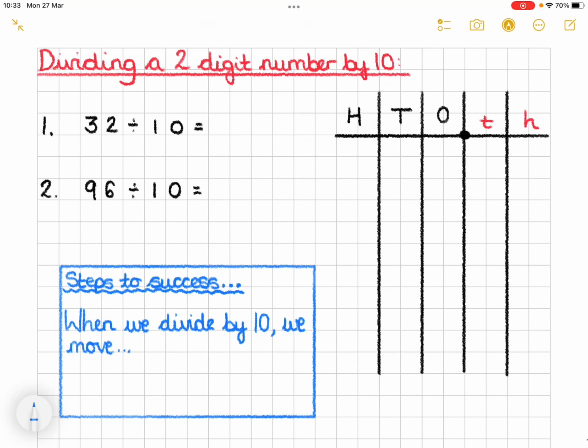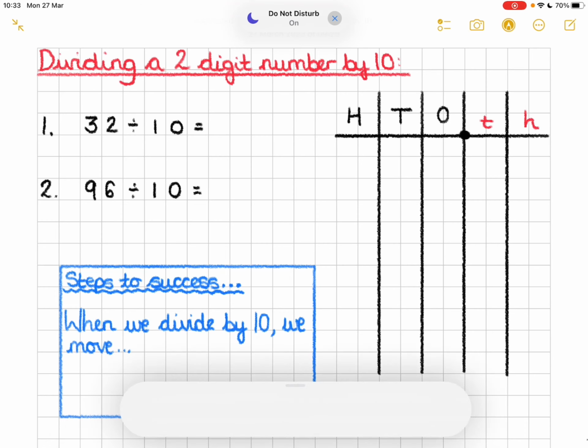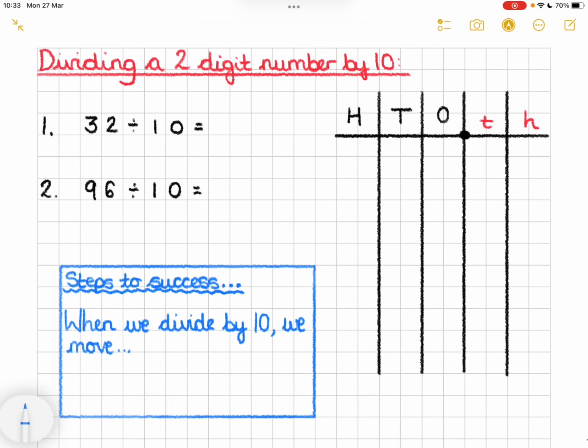In this video, I'm going to show you how to divide a 2-digit number by 10. It can be quite a simple process if you remember our key rules and our steps to success. The easiest way to do this is to start off with your place value grid. You can see I've drawn my place value grid there. I've got my hundreds, tens and ones before my decimal point, and then I've also got tenths and hundredths.